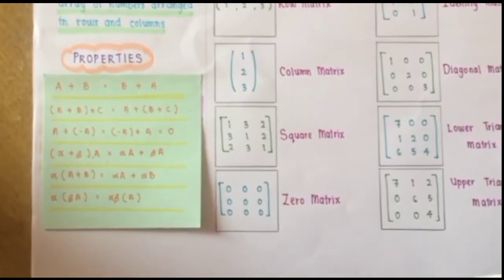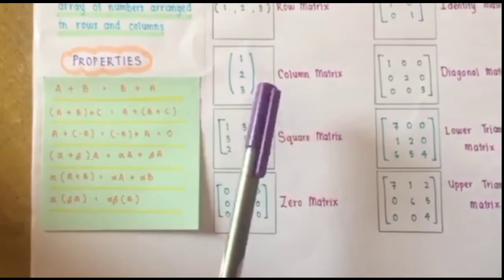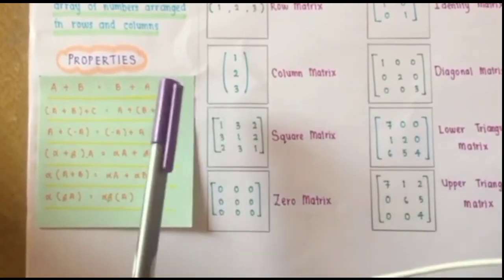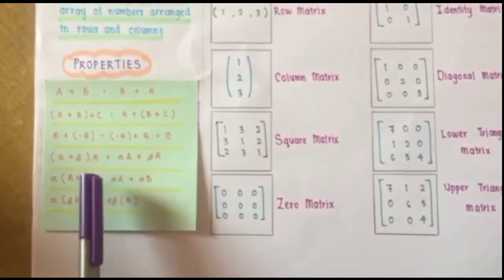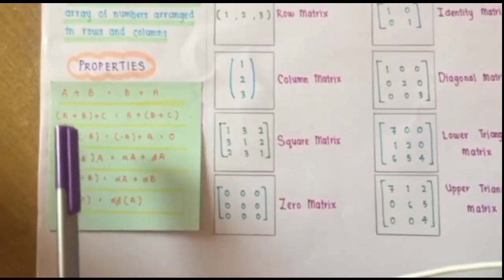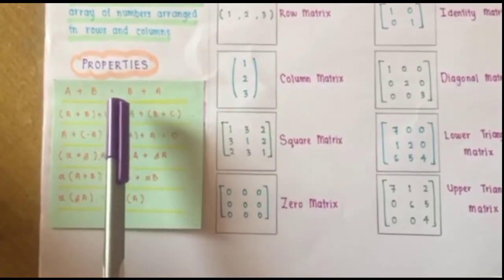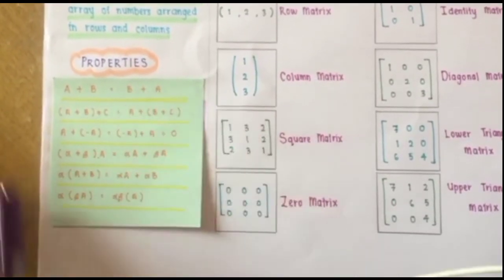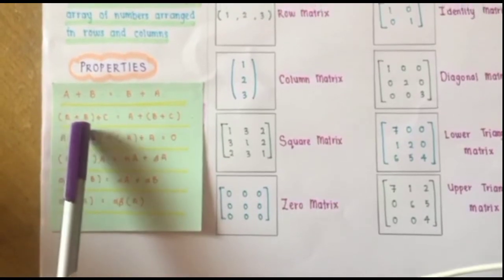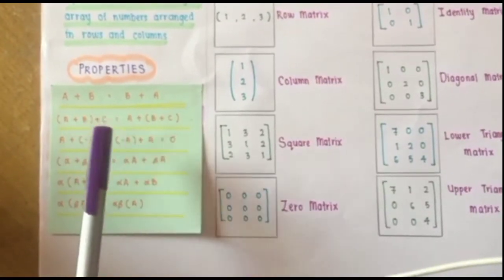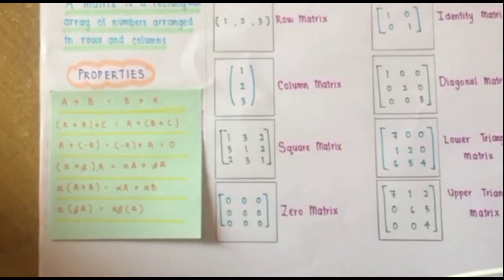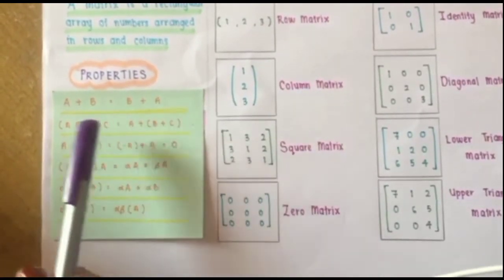Now, we are going to talk about the properties of matrices. Basically, we have a total of 6 properties. The first one is A plus B equals B plus A, which means A plus B is the same as B plus A. The next one is (A plus B) plus C equals A plus (B plus C). That shows that both of these are the same.